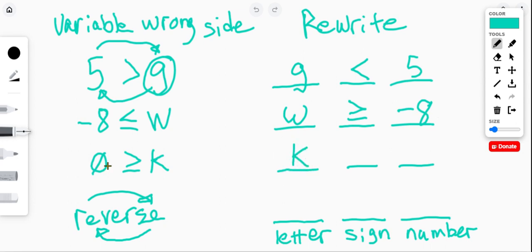K and then 0. And K is on the pointy side or the less than side. So K, we flip the sign. K is less than or equal to 0. So we always need to have it in the order where we first have the letter, then the sign, and then the number to solve.